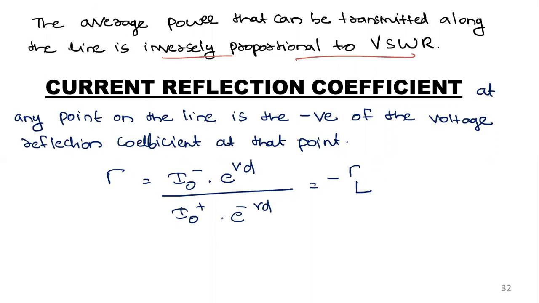So similarly, what is the current reflection coefficient? We have seen the voltage reflection coefficient. The current reflection coefficient at any point on the line is the negative of the voltage reflection coefficient. So it will be I0 minus into e raised to gamma d divided by I0 plus into e raised to minus gamma d, which is the negative of the voltage reflection coefficient. So the current reflection coefficient is the negative of the voltage reflection coefficient at that point.